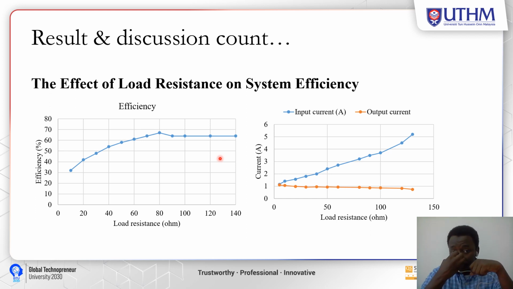Here as well we test the effect of load on the system. As the load resistor increases, the efficiency also increases until it reaches around 80 ohm, then it doesn't increase anymore; it drops slightly and then remains constant, and that's because of the Q factor. The same goes for the current. As the load increases, the input current always increases, but the output current slightly decreases as the load increases because the voltage increases.